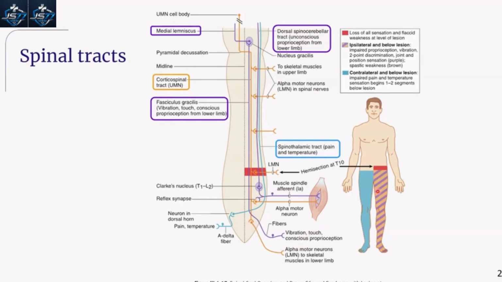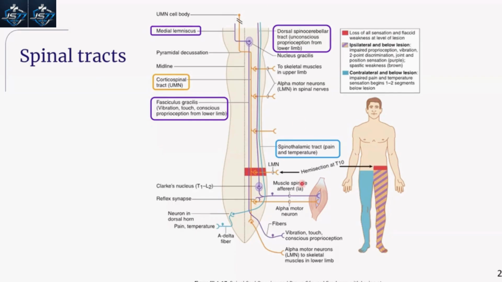So from the body, let's take the lower limb as an example over here. And then it goes into the spinal cord all the way up here, and then it decussates again. It's very similar to the corticospinal tract in the medulla. So it goes to the other side to the primary somatosensory cortex in the cerebral cortex.